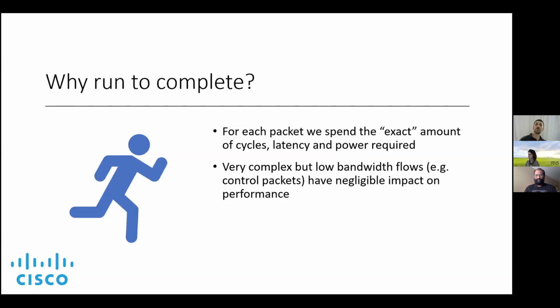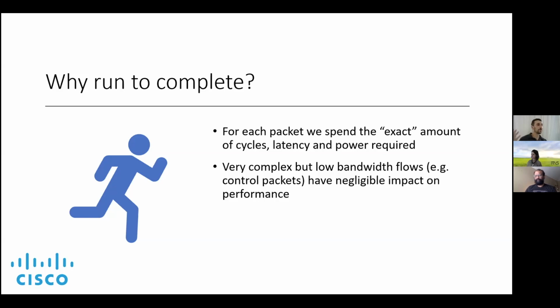So let's talk a bit about why run to complete. I think this is novel to the P4 community, so it may be of interest. For each packet, we spend the exact amount of cycles, latency, and power required. Now, this is an important concept, especially when you want a single architecture that can target complex applications and simple applications, a single device that can span several market segments. A very important feature that stems from this, aside from the big picture of routing versus switching, is that very complex but low bandwidth flows, for example, control packets, have a negligible impact on performance.